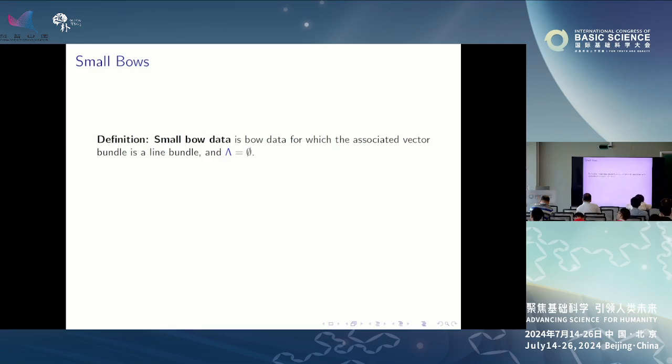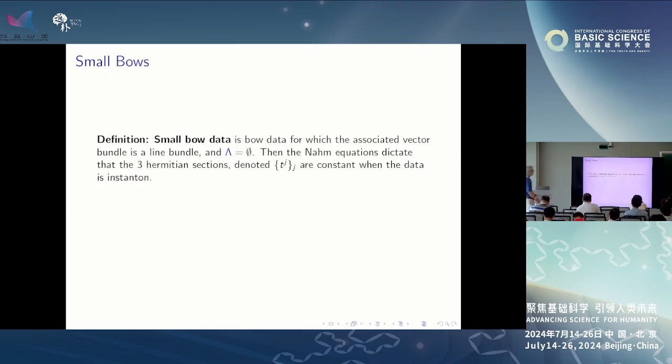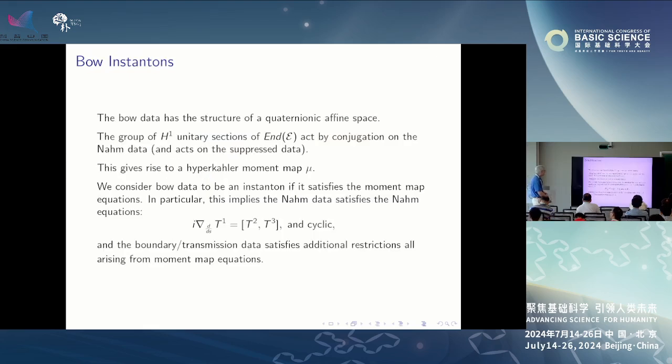All right, so what is small Bow data? Small Bow data is a situation where all your vector bundles have rank 1, so they're just line bundles, and you have no lambda points. So you just have the geometry, no really interesting bundle structure. Then the Nahm equations dictate that the three Hermitian sections, Tj, are constant when the data is instanton. That's clear from this picture because in the U1 case, of course, 1 by 1 matrices all commute, so we get nabla d/ds is 0.